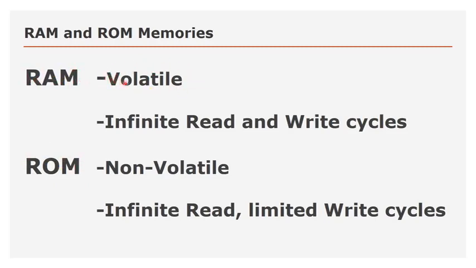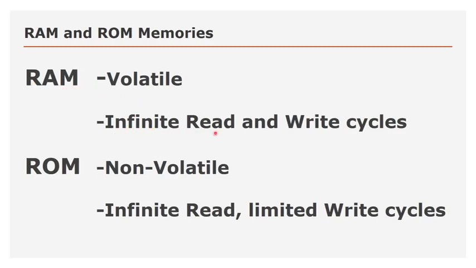First of all, I said here it's a volatile memory. What that means is if you remove the DC supply on a RAM memory, whatever you had in the RAM memory will be lost, it will be gone. So if you want to keep the data inside this RAM memory, you must keep the power source connected to the RAM memory all the time.